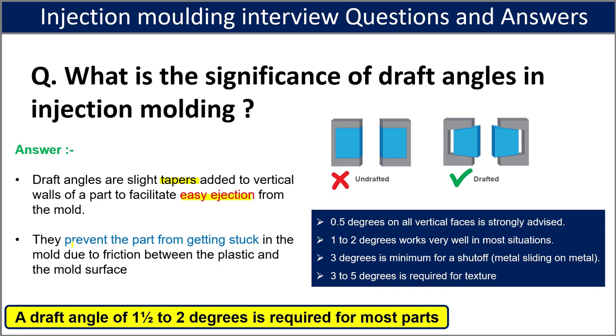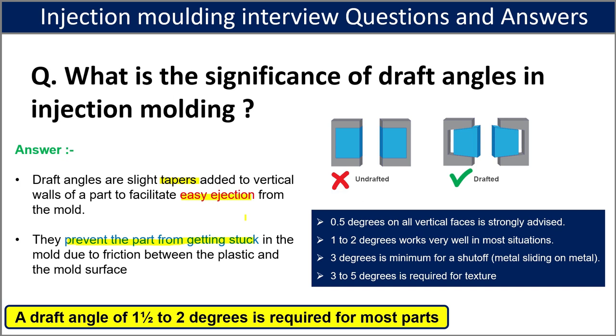Draft angle prevents the part from getting stuck in the mold. So with the help of the draft angle we are preventing the part from getting stuck in the mold. Generally, we need to give more draft angle to the part so that we can easily eject it from the mold. So a draft angle of 1.5 to 2 degrees is required for most parts, but it depends on the height of the wall.